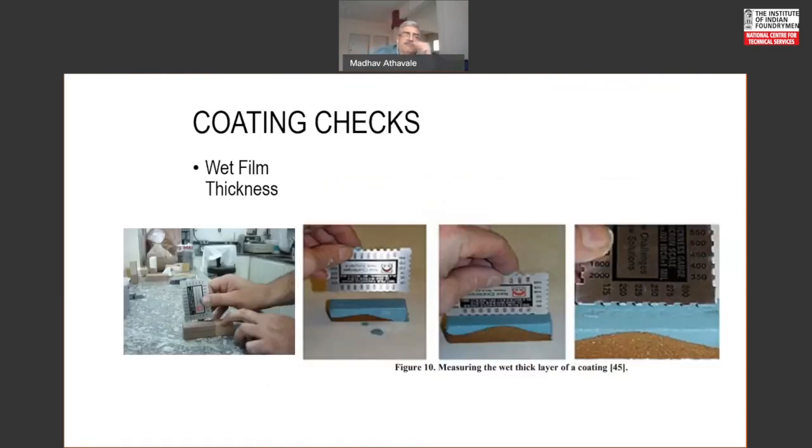Now, measurement of wet film thickness, such gauges are available. So the sequence of pictures shows how you measure. You take it at right angles to the surface and place the gauge and look for which slot matches with the thickness. So you look at which slot is wetted and you know what is the wet film thickness.